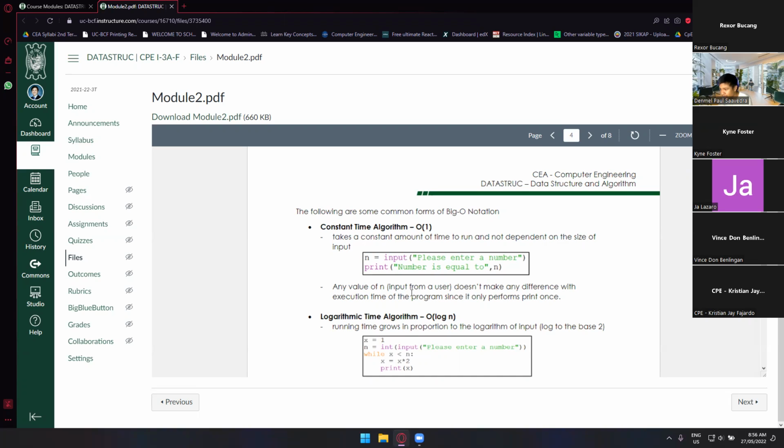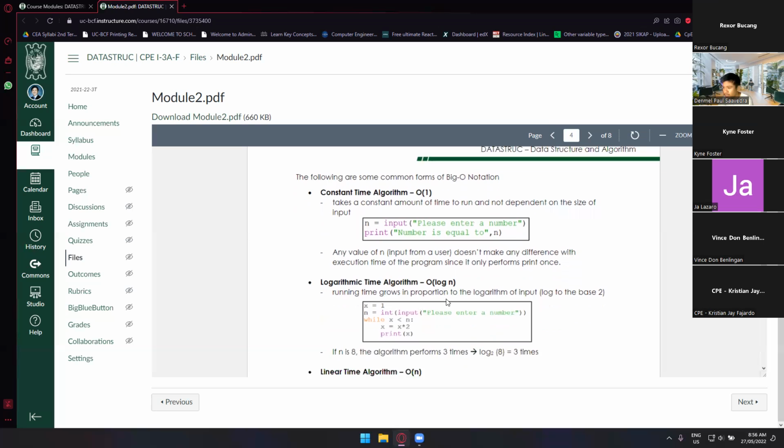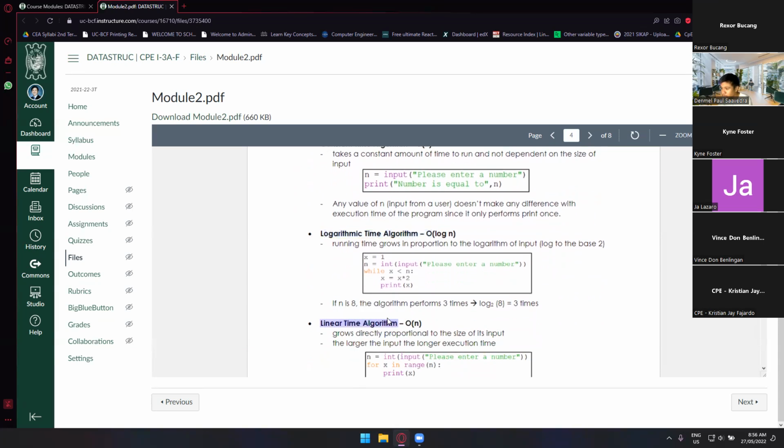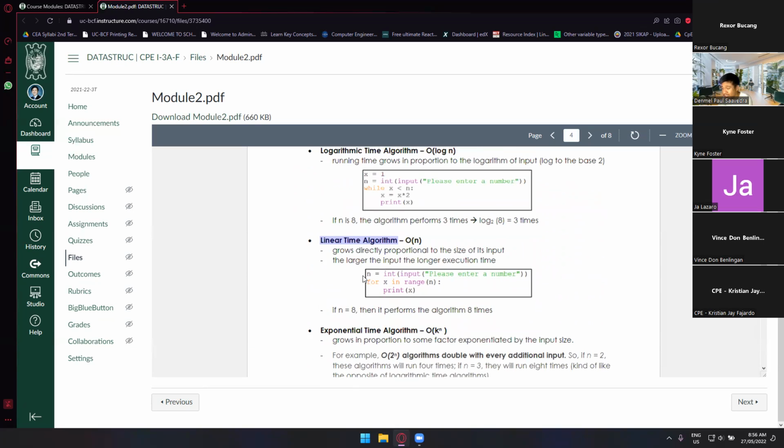Any value of n input from a user doesn't make any difference with the execution time of the program, since it only performs print once. So this algorithm is just neutral. This one doesn't really help you in knowing what is the best one and what is the worst one. It will only be noticeable if we have this kind of expression or algorithm.